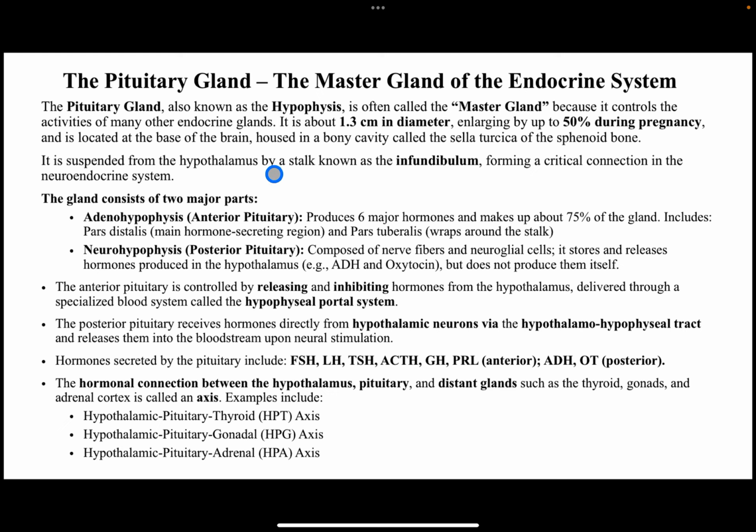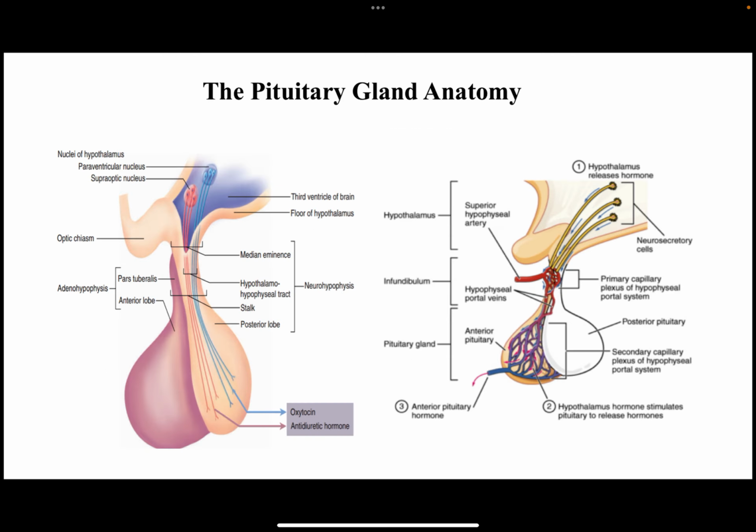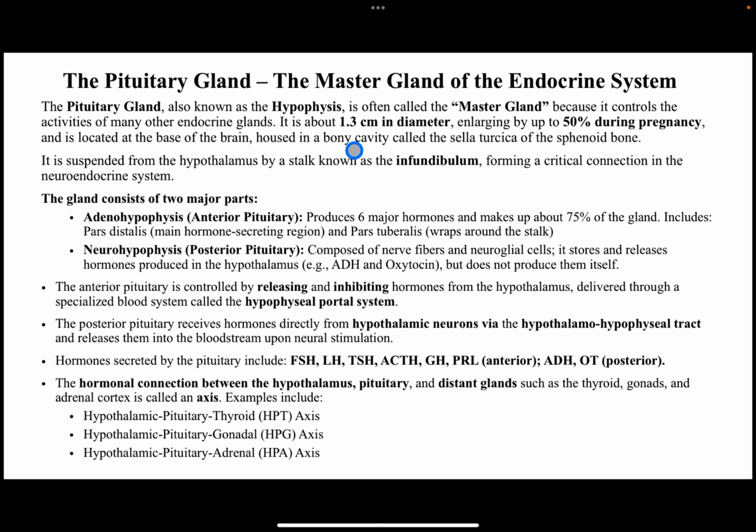So the pituitary gland is also known as the hypophysis gland. Anytime we mention hypophysis, we are talking about the pituitary gland. It is called hypophysis because it is located beneath the hypothalamus, just inferior to the hypothalamus. That's why we refer to it as the hypophysis gland. And it is often referred to as the master gland. Why? Because it controls the activities of many other endocrine glands.